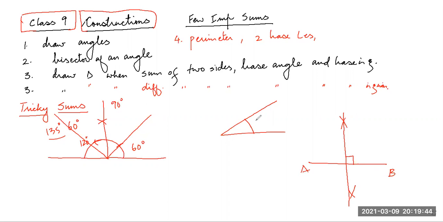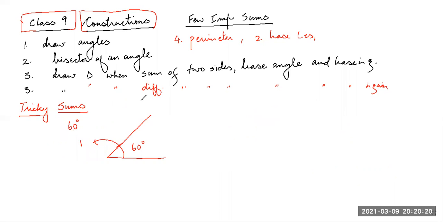But a perpendicular bisector of an angle is not possible, but a bisector of an angle is possible. How? Put the needle here, put an arc, put the needle of the compass here, put an arc, and simply join this. So I can say AB is the bisector of angle CAX. Then comes, we want to draw a triangle when the sum of two sides, base angle and base is given.